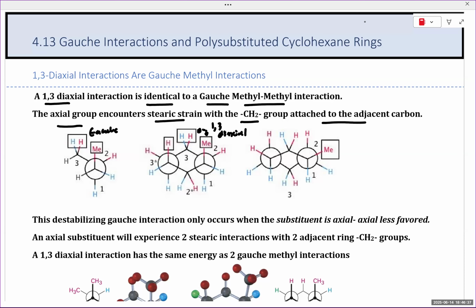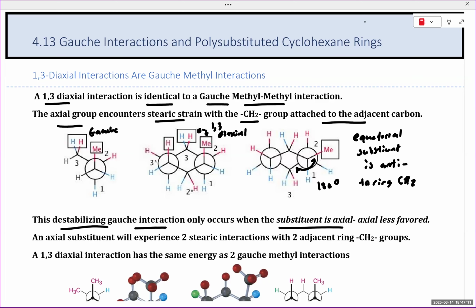The reason why this only occurs when the substituent is axial is because when the substituent is equatorial, we see that the equatorial substituent is anti to the ring methylene group. We can see that this dihedral angle is 180 degrees. There's no proximity between these two substituents. Again, this destabilizing Gauche interaction only occurs when the substituent is axial, and thus placing substituents axial is less favored.